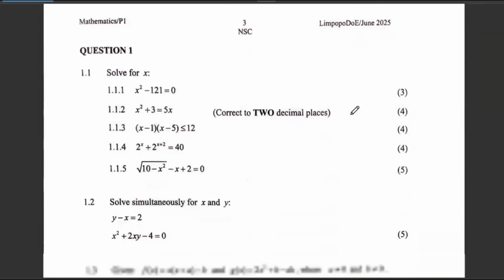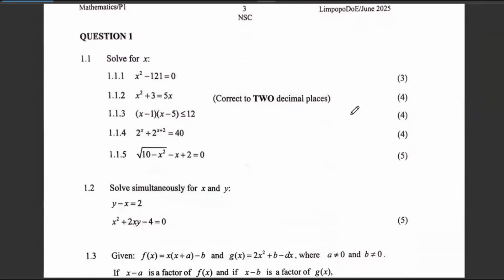When we look at question number 1, which is algebra, solving for x. So 1.1.1, if we have x squared minus 121 is equal to 0, this is a difference of 2 squares. Let's factor this out. We're going to have (x minus 11)(x plus 11) must give us 0. Since it's already a standard equation, the first bracket will give us a positive 11, the second bracket will give us a negative 11. So those are the two answers that we need.